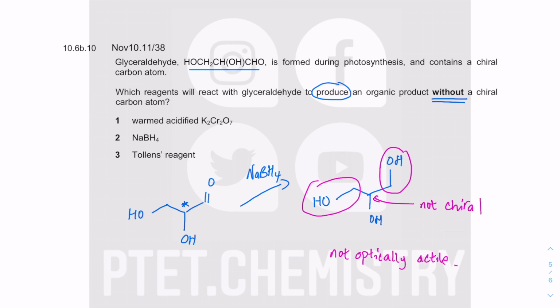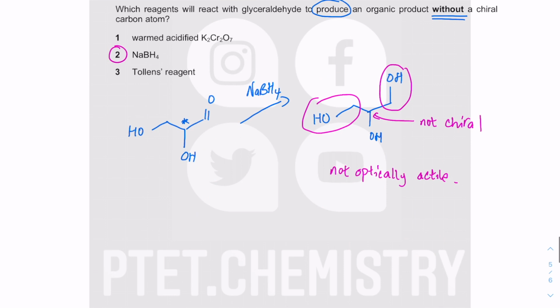So they want to produce an organic product without a chiral center. So this is what we want because sodium borohydride gives us a product with no chiral center in the product. Okay, so be very careful of how you read the question.